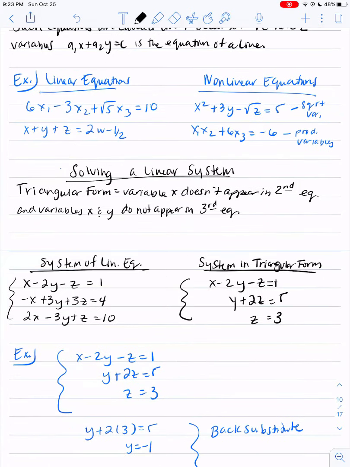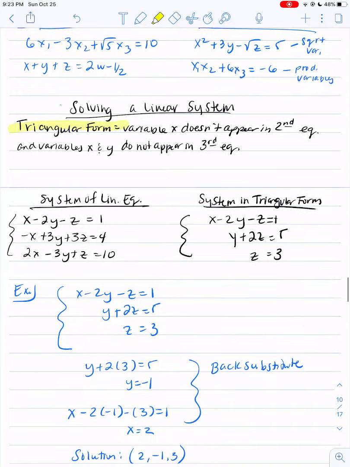In solving a system of linear equations, we have a form called triangular form, which means that the variable x doesn't appear in the second equation, and variables x and y don't appear in the third equation. To see this definition played out, we have our system of linear equations: x minus 2y minus z equals 1, negative x plus 3y plus 3z equals 4, and 2x minus 3y plus z equals 10.